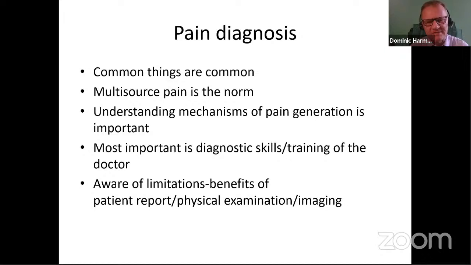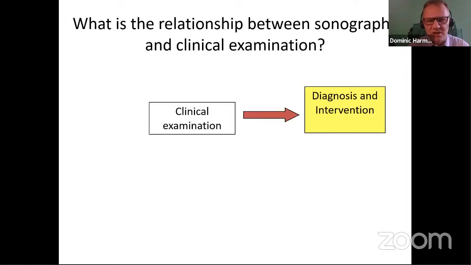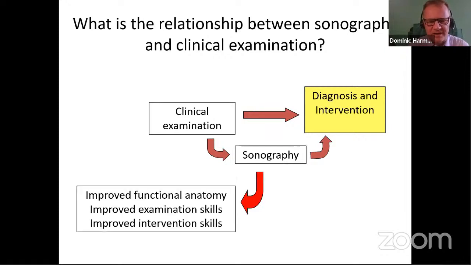In terms of the diagnostic aspect of things, the most important are the skills and training of the doctor. And we need to be aware of the limitation and benefits of the patient report, physical examination, imaging, and all of these are part of the diagnostic circle to do our best to get the most correct diagnosis. I'm going to mention here the relationship between sonography and clinical examination. So the clinical examination is very important in terms of diagnosis and intervention, and the sonography can play a big role in this, which I will show you. And that links in then to, again, diagnosis and intervention.